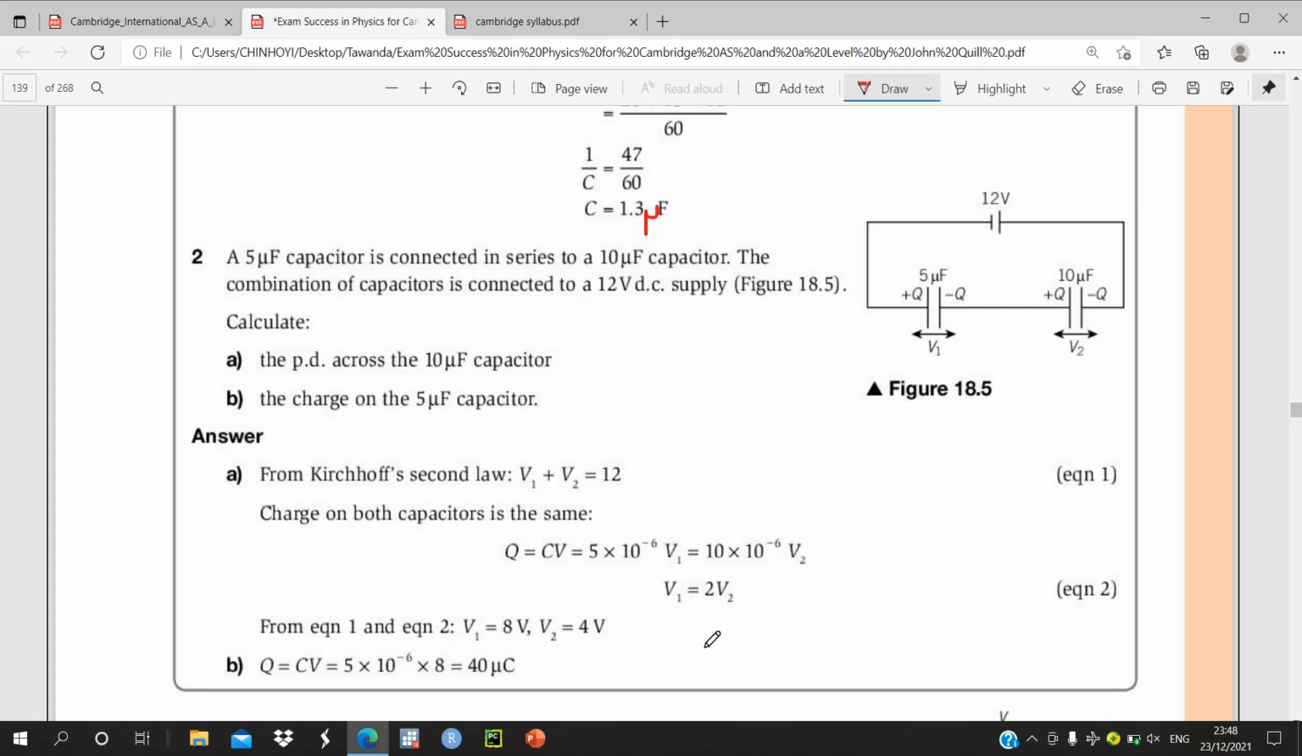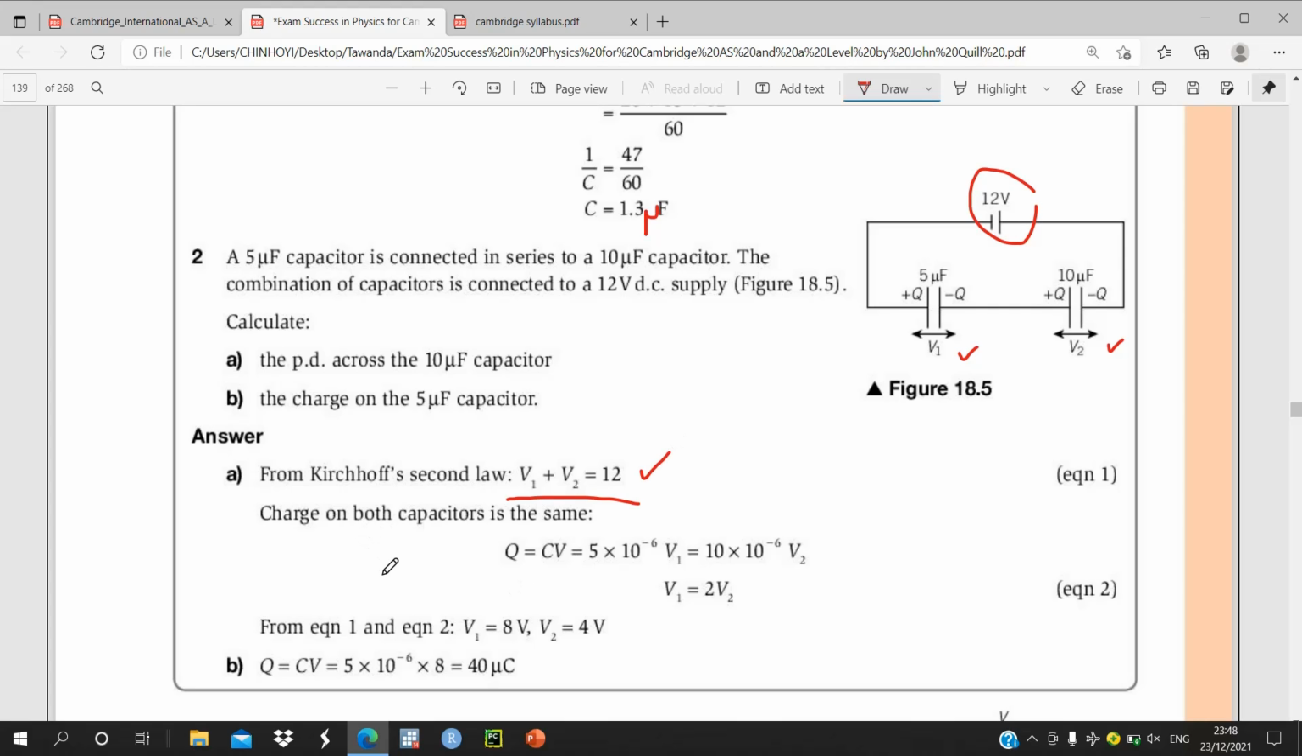On example number 2, we have a 5 microfarad capacitor connected in series with a 10 microfarad capacitor. The combination of the capacitors is connected to a 12 volt DC supply. As you can see in this diagram, we have this capacitance and this capacitance connected in series. Calculate the PD across the 10, this V2, and also find the charge stored on this capacitor. Again, from Kirchhoff's second law, if we add voltage 1 and voltage 2, it is going to give you the total voltage of 12 volts, as in this equation.